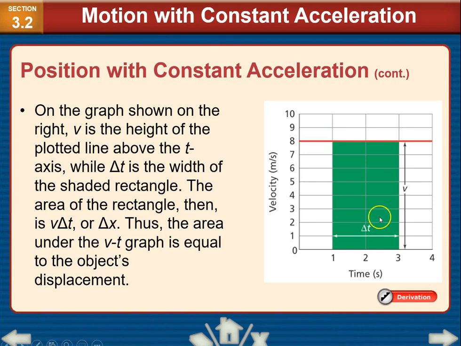Another way to think about it is we can take meters per second times seconds. And when we do that, our seconds cancel out and we're left with a unit of meters, which is the area unit.